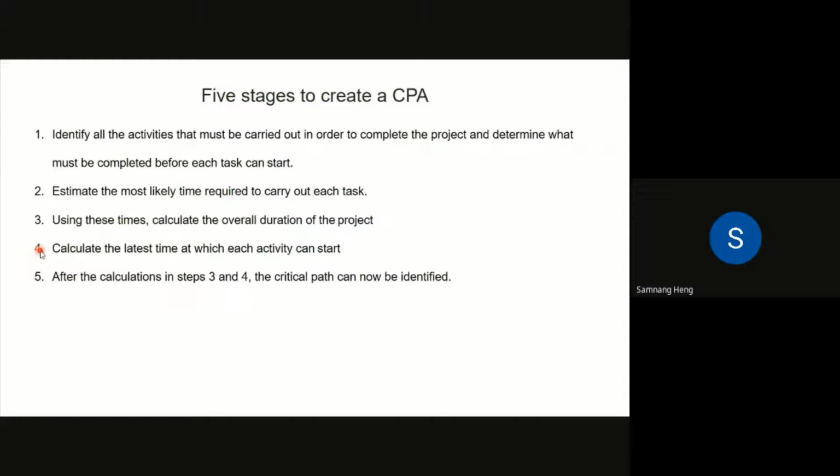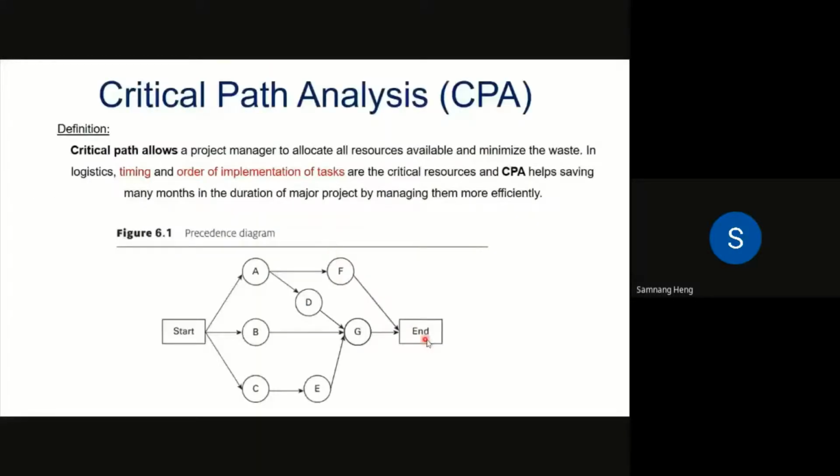All right. Next part, stage number 4, we calculate the latest time at which each activity can start. The latest time, because like every project has a deadline, you know, like a building, they give you like 2 years to finish it. So let's say this one, you need 2 years to finish it.